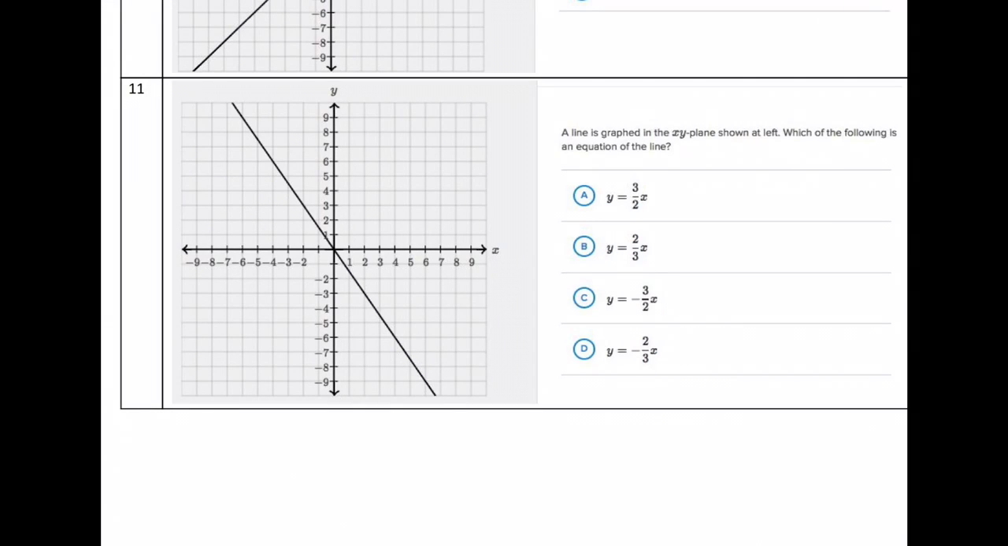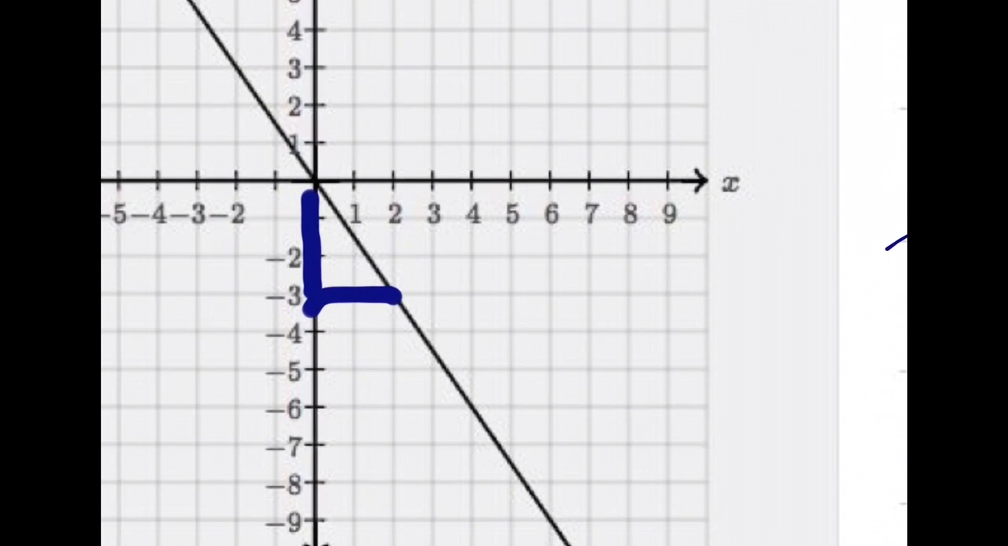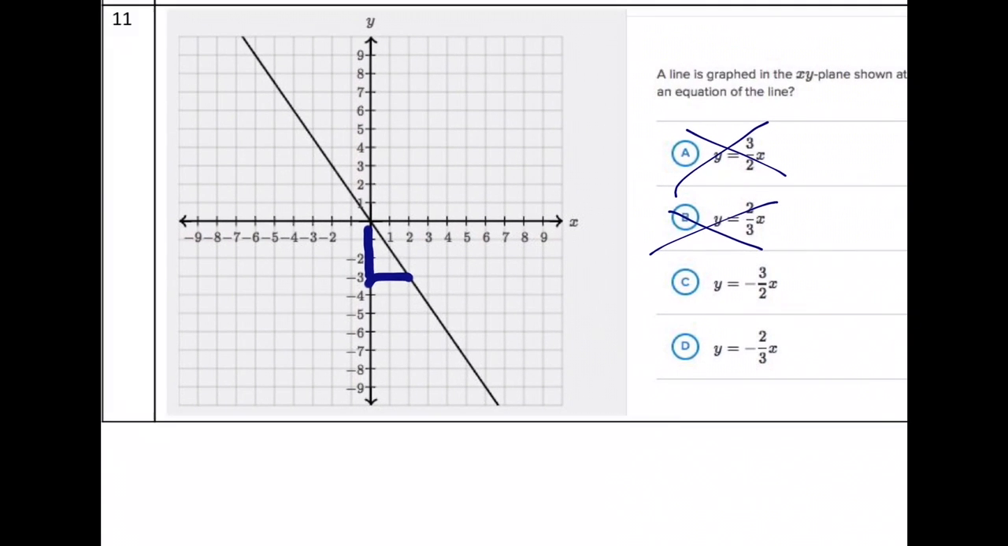11. A line is graphed in the xy plane shown at left. Which of the following is an equation of the line? If I look for my intercept, it is 0, 0. So there is no intercept. And as I travel from left to right, my slope is negative. That rules out B and A. And from here, I need to count how much I rise and how much I run. Notice I travel down 3 and right 2. So negative 3 goes on the top and 2 goes on the bottom. C is correct. Negative 2/3 would end up here instead.